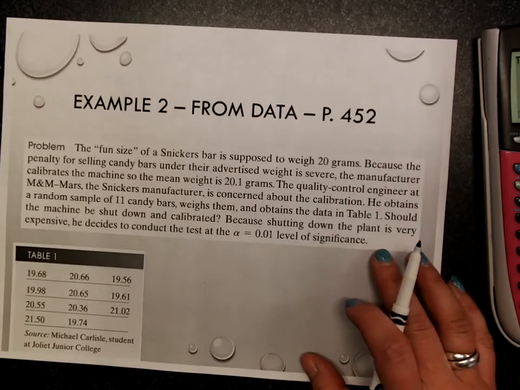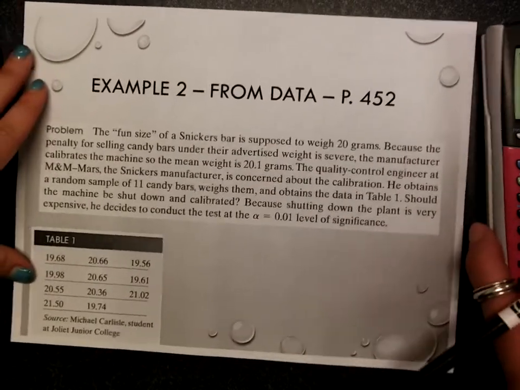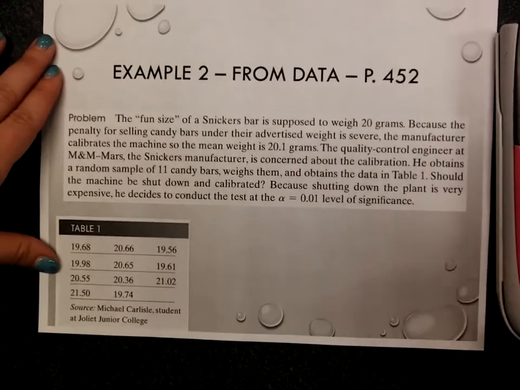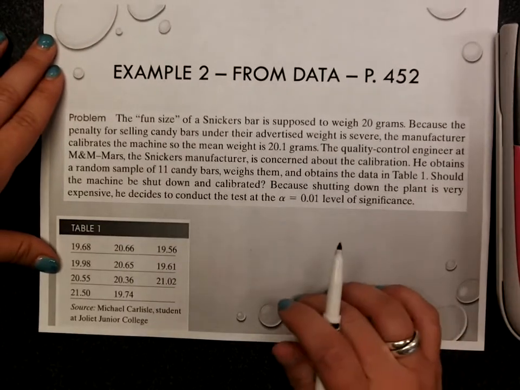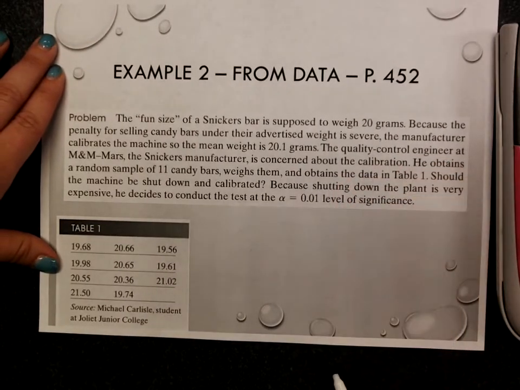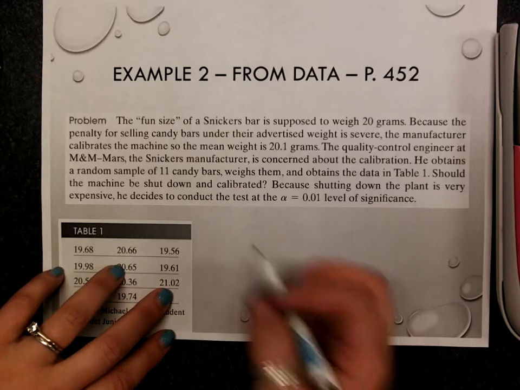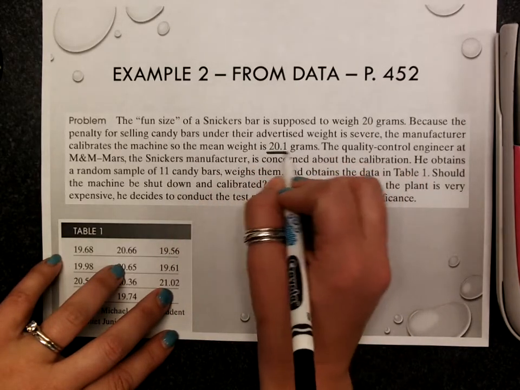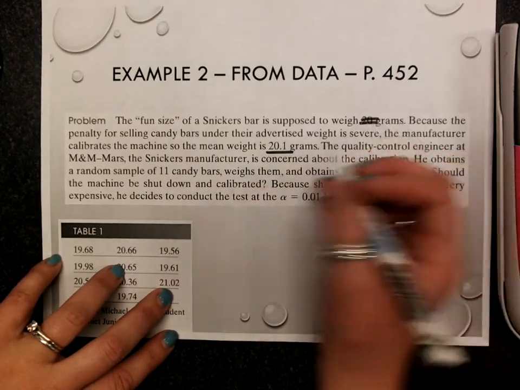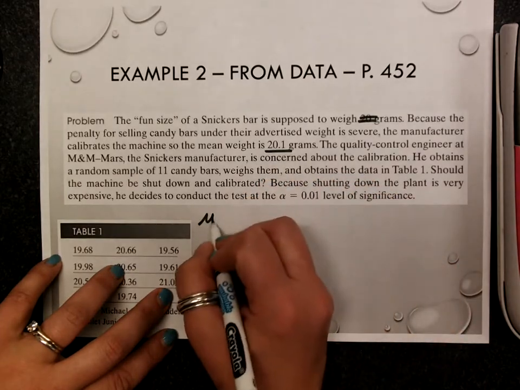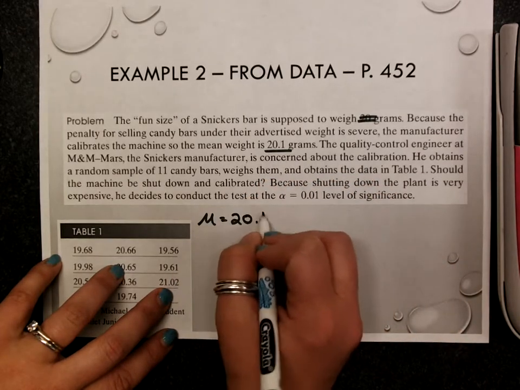Let's do that one more time. This time we have a set of data. So it says the fun size of a Snickers bar is supposed to weigh 20 grams. Because of the penalty for selling candy bars under their advertised weight, the manufacturer calibrates the machine so that the mean weight is 20.1. So the 20 is not what we're going to use. We're going to use 20.1 for our mean weight.